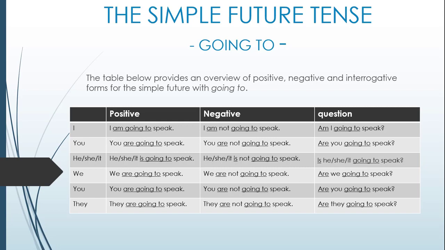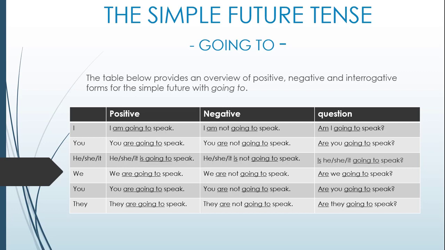For the negative form, the formula is to be plus not plus going to plus the verb. So it sounds like this. I am not going to speak. You are not going to speak. He, she, it is not going to speak. We are not going to speak. You are not going to speak. They are not going to speak.